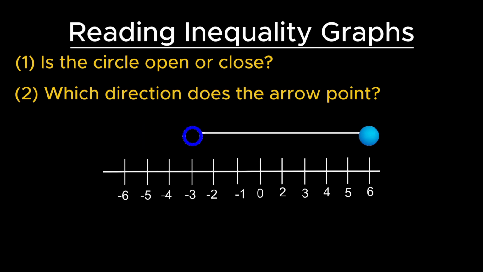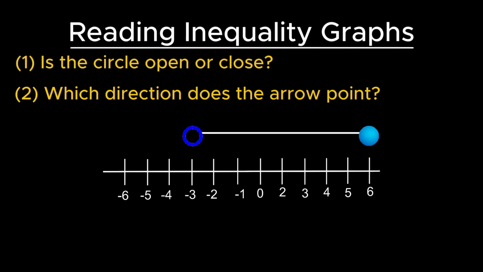Some graphs can look this way, where we have an open circle at -3 and a closed circle at 6 with a straight line connecting the two circles. This means x is between -3 and 6.